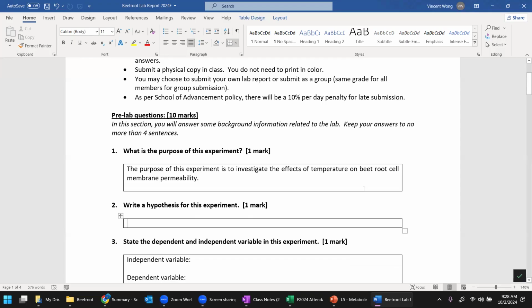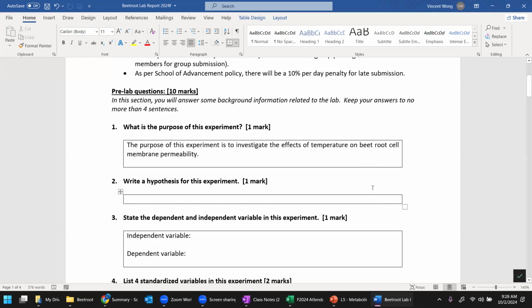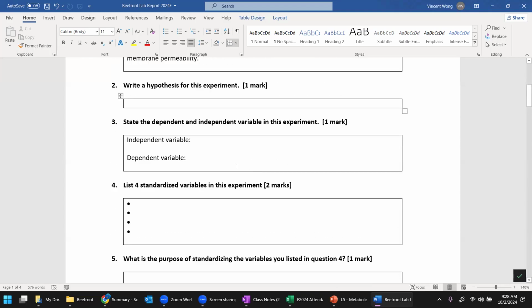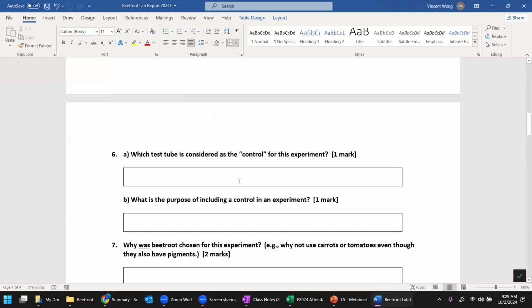Okay, the course is only going to get progressively more difficult. Right? Trust me, the second half is quite difficult compared to the first half. And so you want to get as many marks as possible on these things. Okay. So very standard questions: independent variable, dependent variable, standardized variable, and so on and so forth.